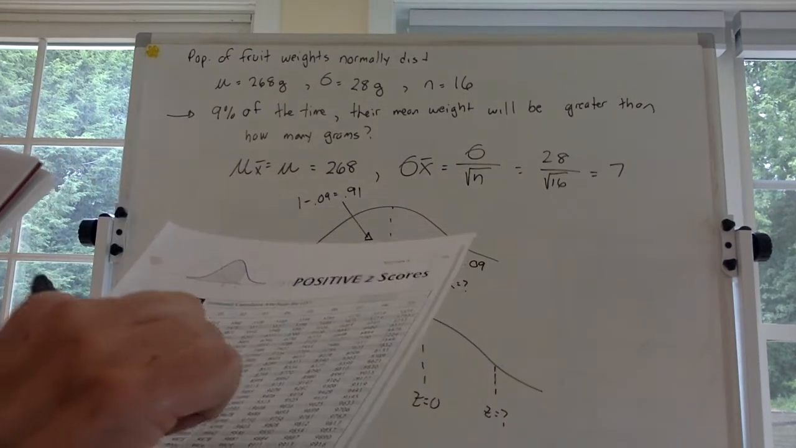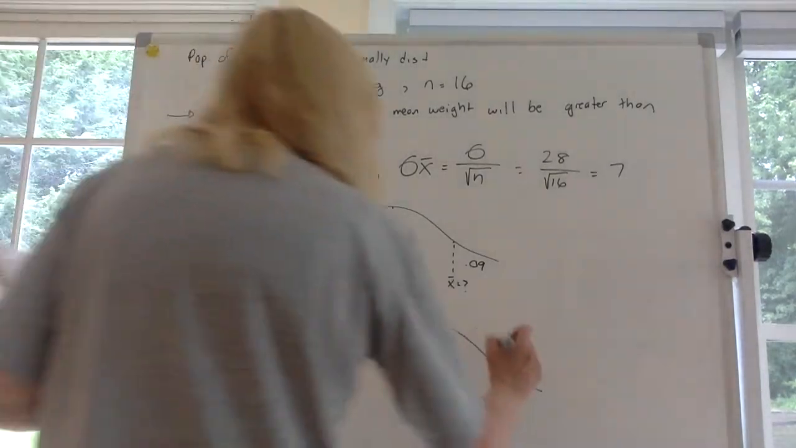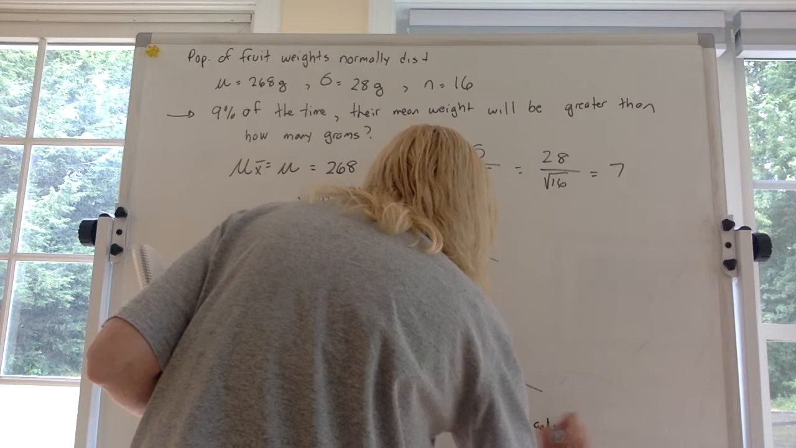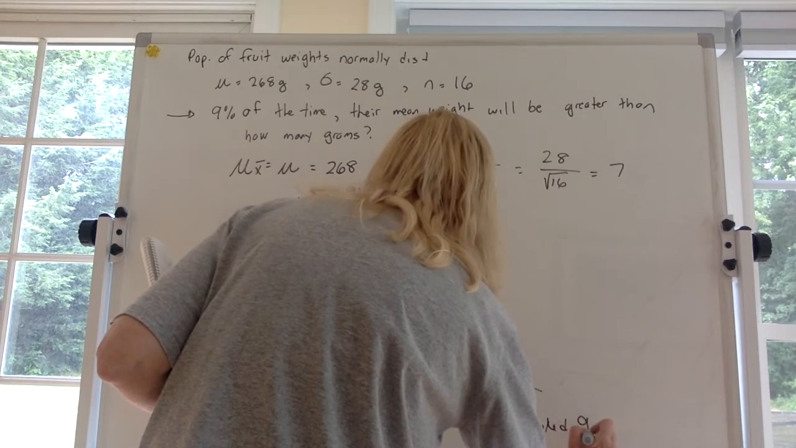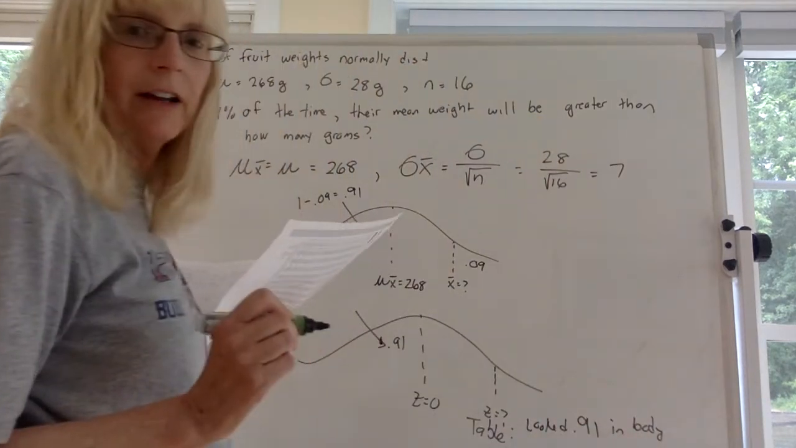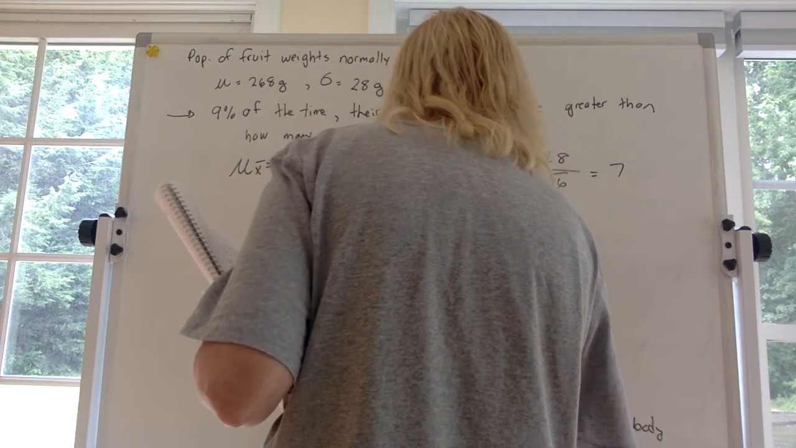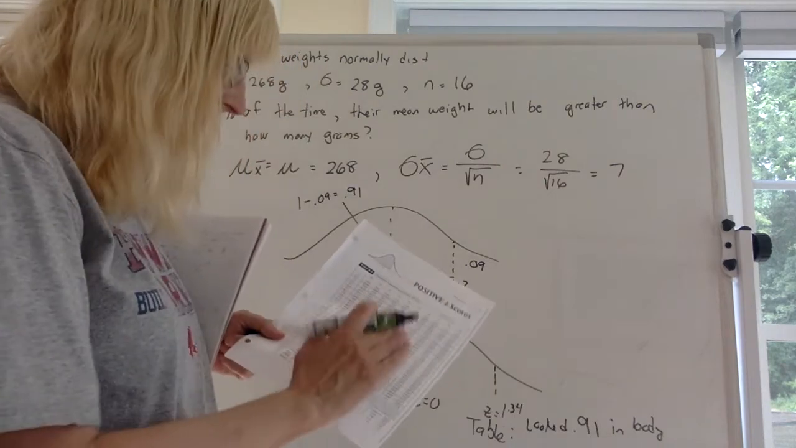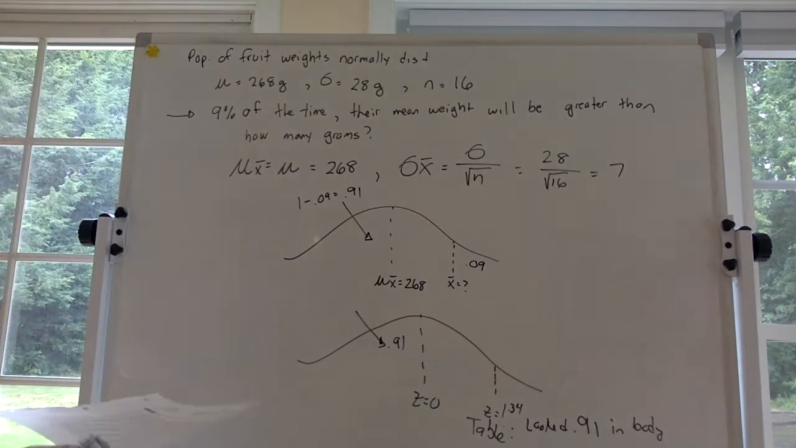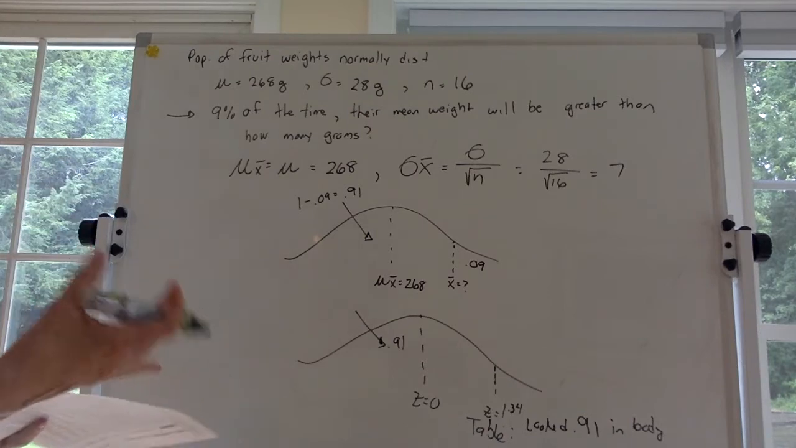So I go across. You can look at your table, and I think it's 1.34. So from the table, you look for 0.91 in the body, the closest thing you could, and we got our z is equal to 1.34. 1.34 is not a weight in grams. We have the z. Now we got to convert that z over to an x. Remember, we did that before.